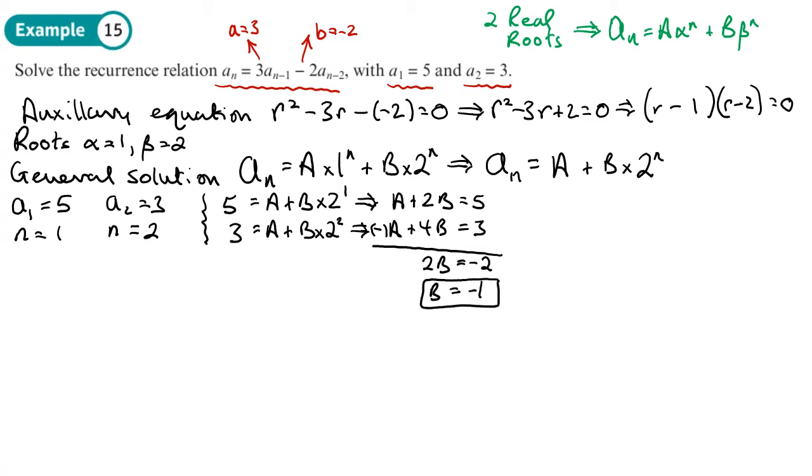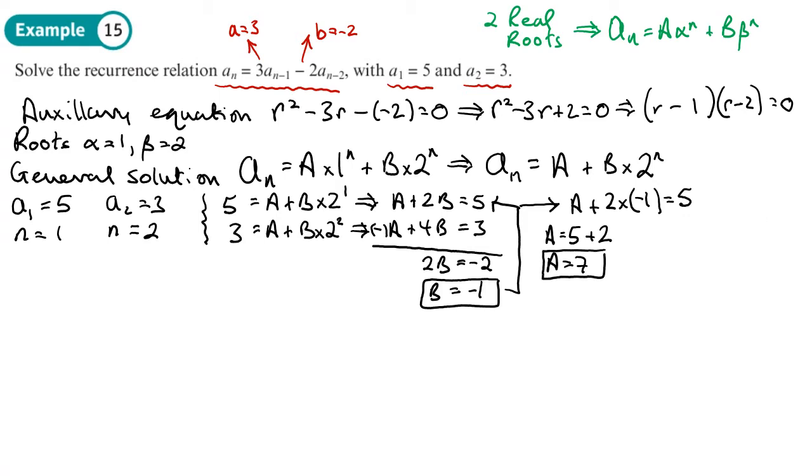and then I can easily substitute into here. So let's do that. Let's substitute that into that one. That looks easier. So that will give us a plus 2 times -1 equals 5. So a equals 5. They've got -2, so that'll be +2. So a equals 7. So I've got the value of my arbitrary constants.